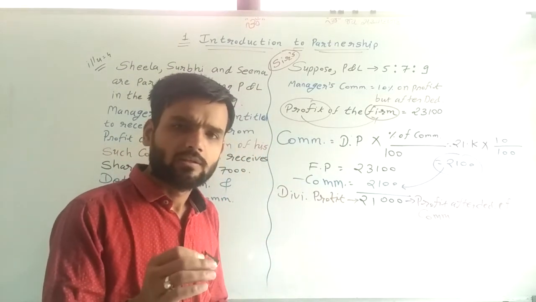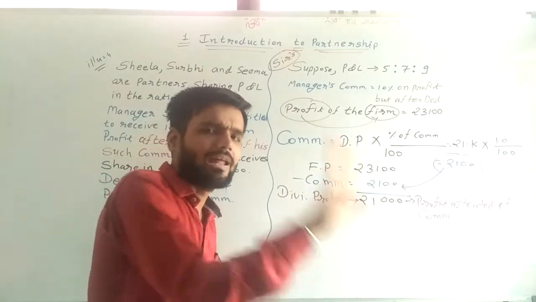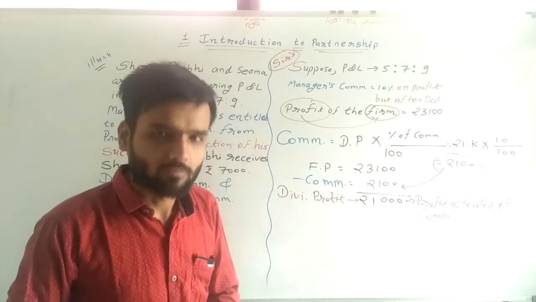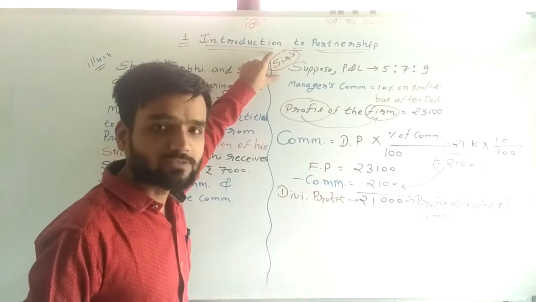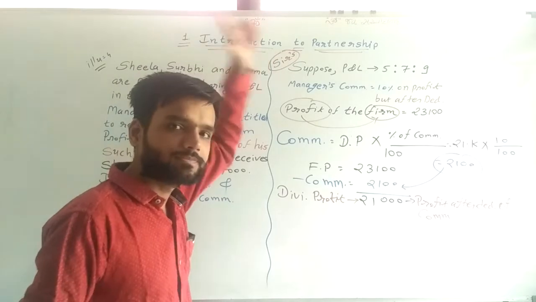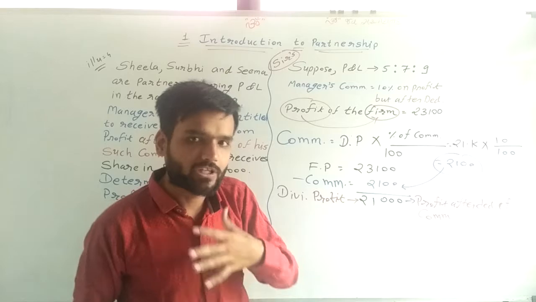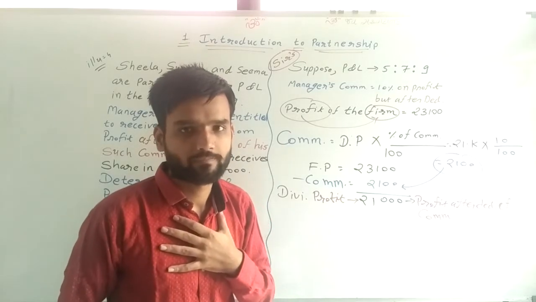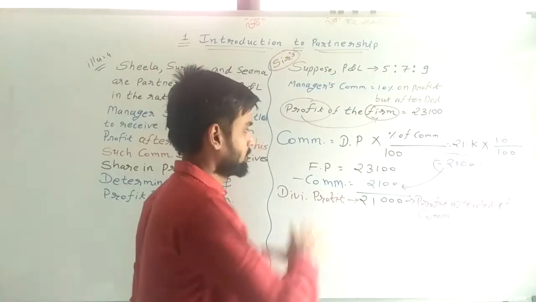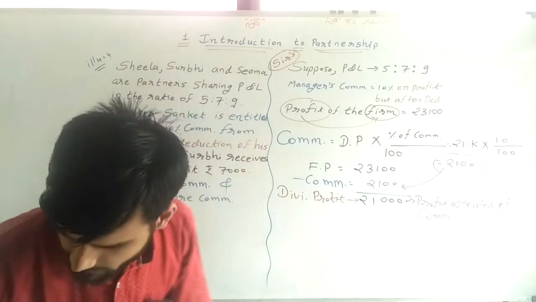This is the same sum as the last sum, but not given in your textbook, made by Kamal sir. So by both formulas we can find the commission. Now again I am clearing the board.